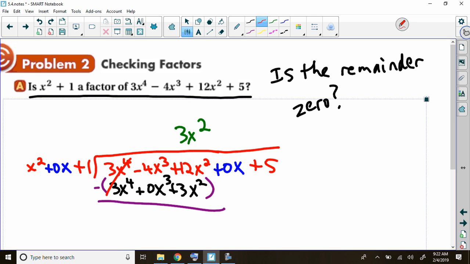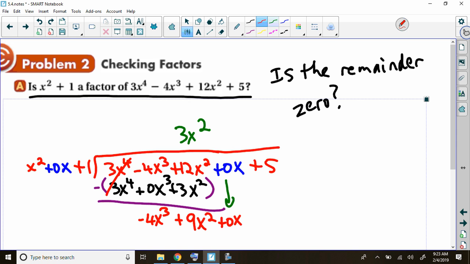I have negative 4x cubed minus no x cubed. So how many x cubes am I going to get? Negative 4 of them. Good. So that's going to be negative 4x cubed. 12x squared minus 3x squared is 9x squared, and it is going to be plus. Don't forget the operators. Plus 9x squared. So we divided, we multiplied, we subtracted, and then what? Bring down. Got to bring down the 0x.